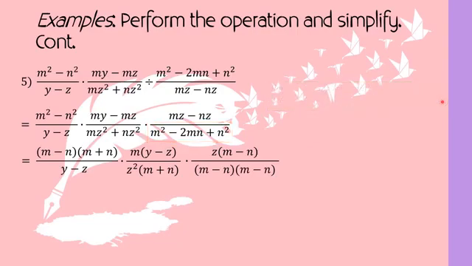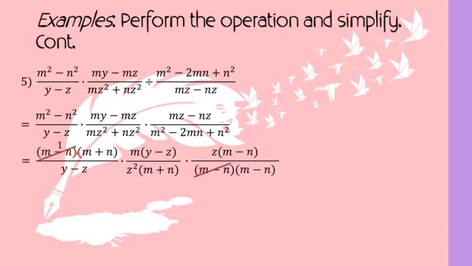Okay, so after factoring the polynomials, we now divide the common factors. So we need to find common factors. The common factors are m minus n and also m minus n in the denominator. So m minus n divided by m minus n is equal to 1. That's why m minus n divided by m minus n gives you 1 as the quotient.